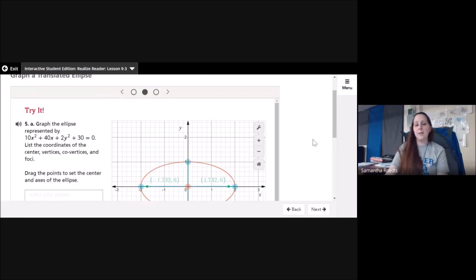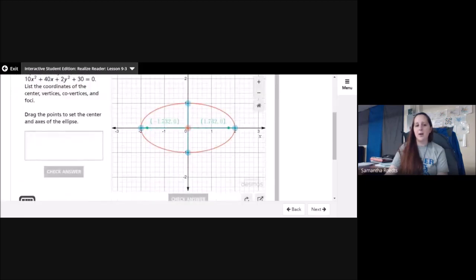All right, let's try it. Graph the ellipse represented by 10x squared plus 40x plus 2y squared plus 30 equals 0. List the coordinates of the center, vertices, co-vertices, and foci. Drag the points to set the center and axis of the ellipse. So I'm going to first make sure it looks like they're all good.